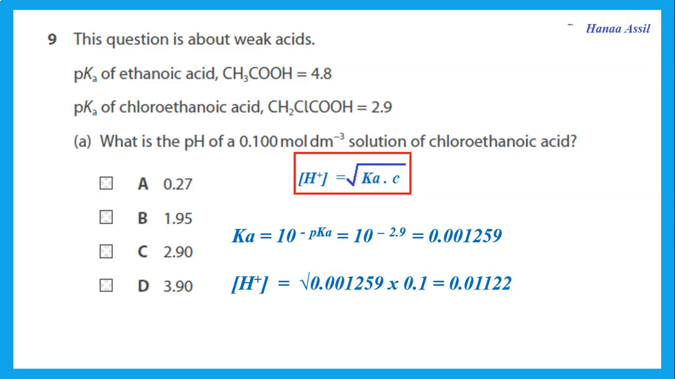I can put that in and get the concentration of H plus ions, so I have the value of Ka, and it already gives me the concentration is 0.1. So this is the concentration of H plus ions. Now how do we get pH from that? pH is minus log the concentration, so the pH comes out to 1.95.